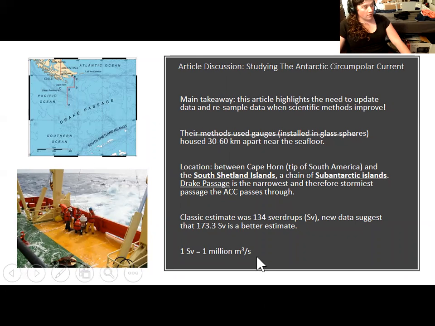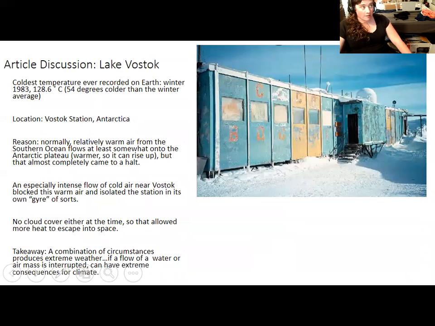The last article I had you read was about Lake Vostok, the coldest place on the coldest continent on Earth, in the sense that the coldest temperature ever recorded on Earth was at Lake Vostok, negative 128.6 degrees Fahrenheit, which is more than 50 degrees colder than average.